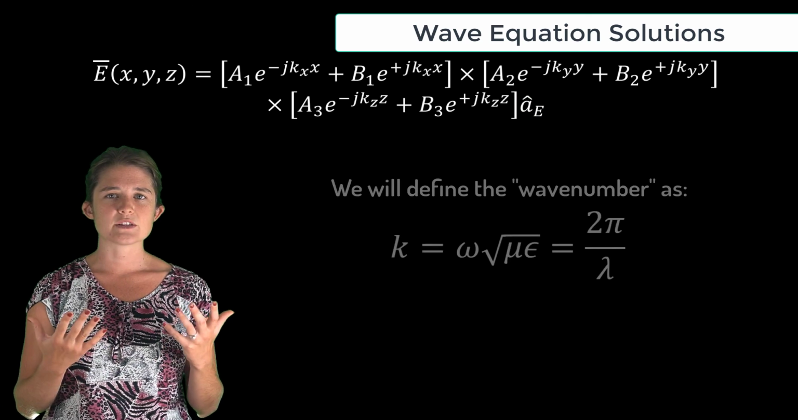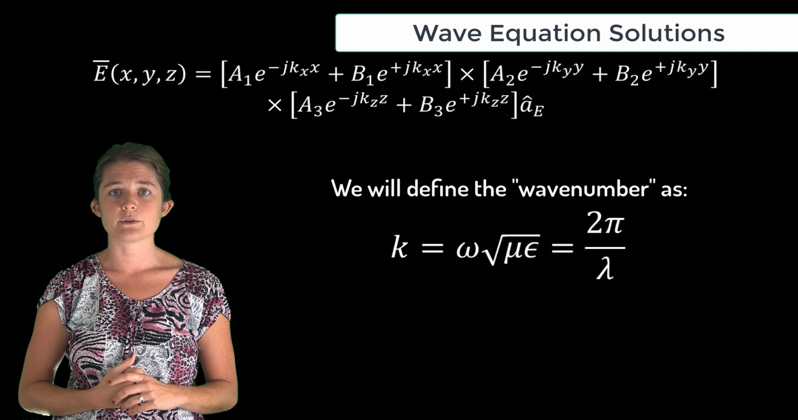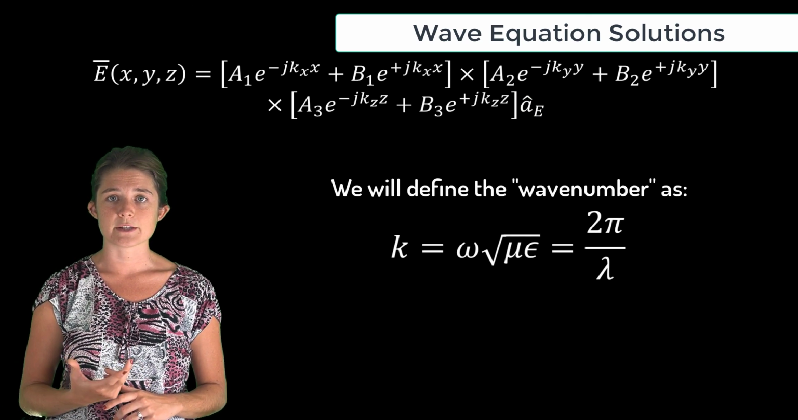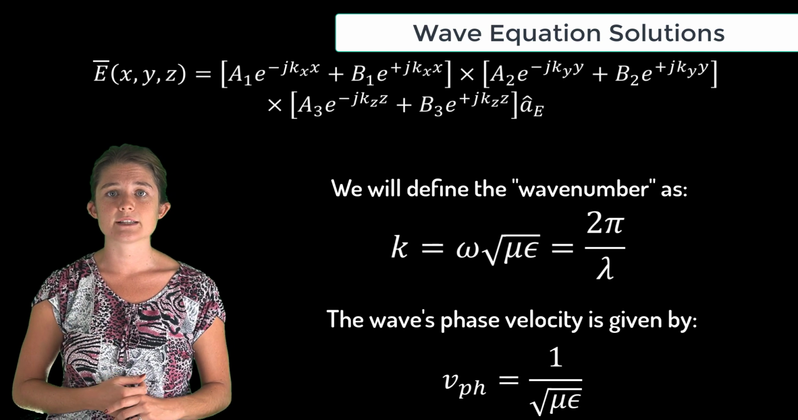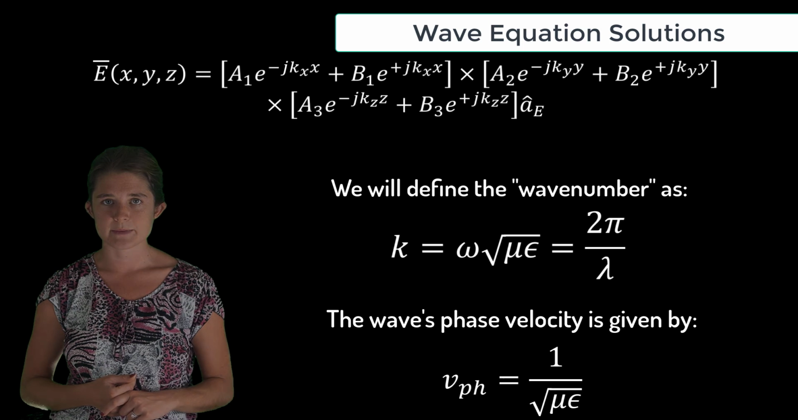This wave also has wave number k, which is equal to omega times the square root of mu epsilon, and also equal to 2 pi over lambda, and it has phase velocity equal to 1 over the square root of mu epsilon.